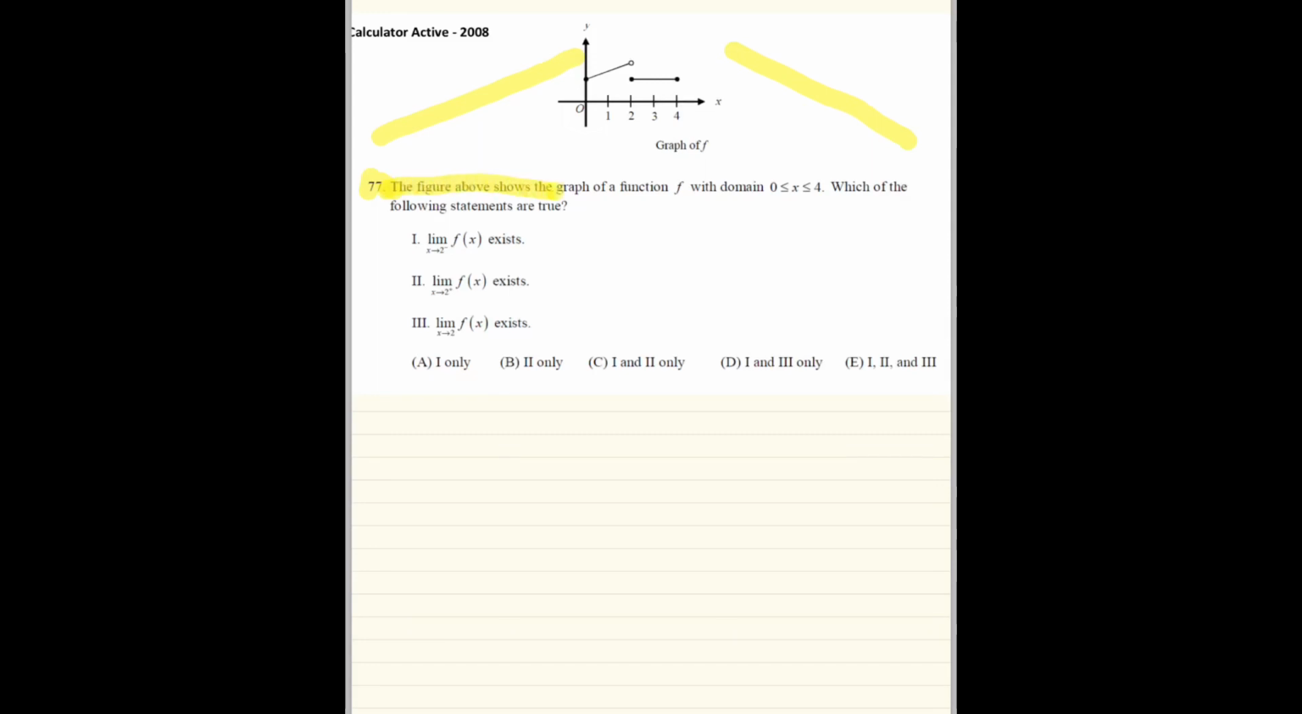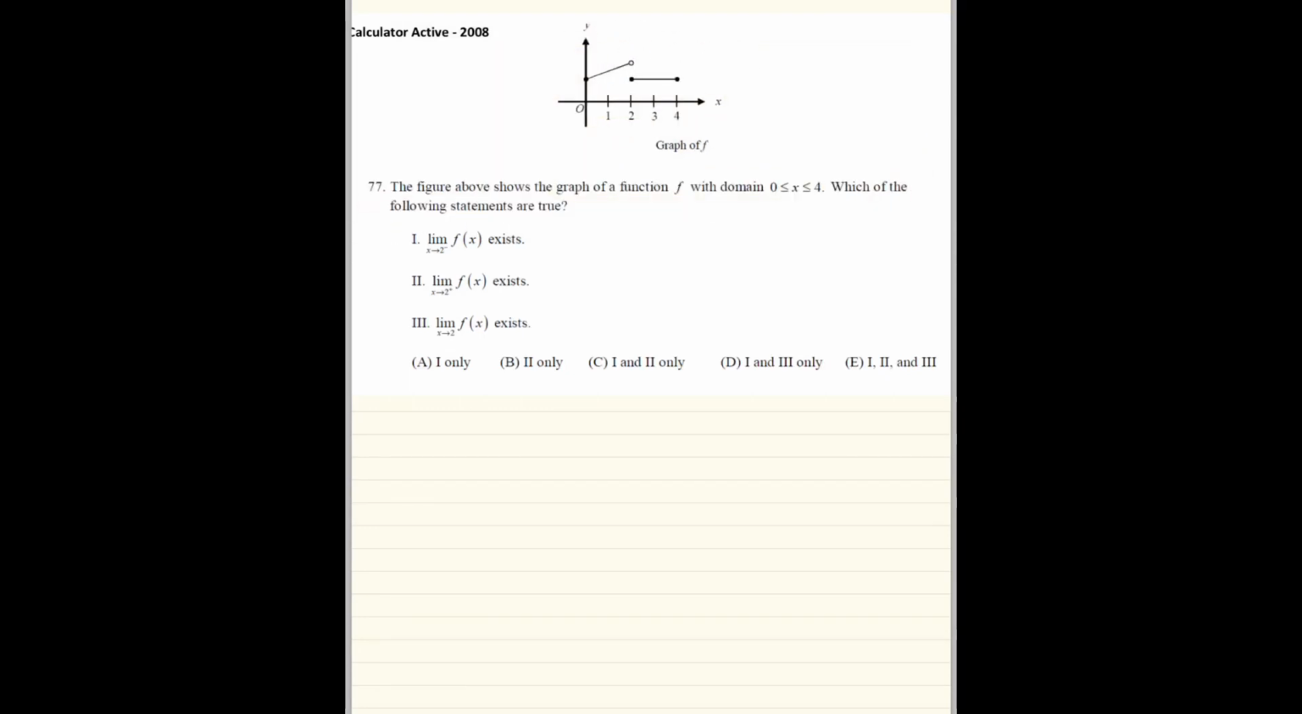It says, the figure above shows the graph of the function with domain from 0 to 4. It's a closed interval. Which of the following statements are true? The limit as x approaches 2 exists from the left. And that is absolutely true. Let me show you why.